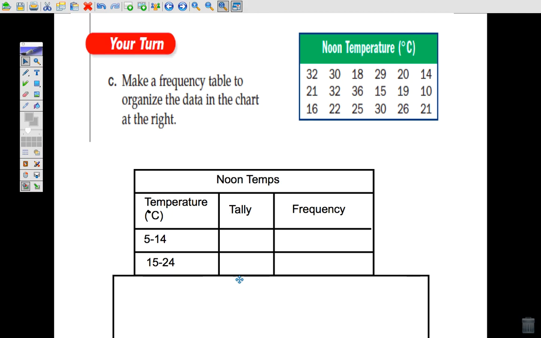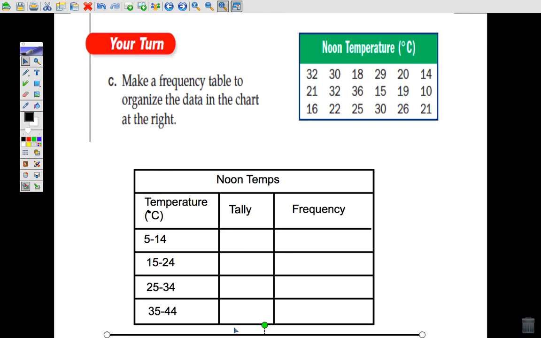So I'm going to do this, pull this away. I've already kind of made this beforehand. So I have noon temperatures. I have 3 columns: temperature in Celsius, I have my tallies, and I have my frequencies. So I'm going to start with my 5 to 14. Well, there's a 14, so I've got that one. And there's a 10, so I've got that one. And I don't think anything else fits in there, so I only have 2.